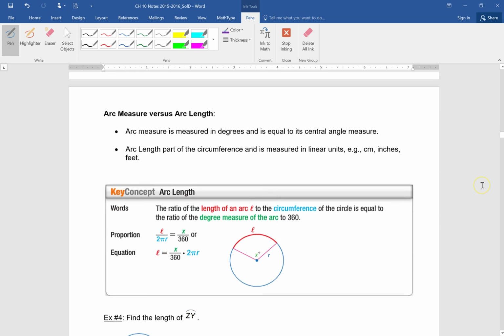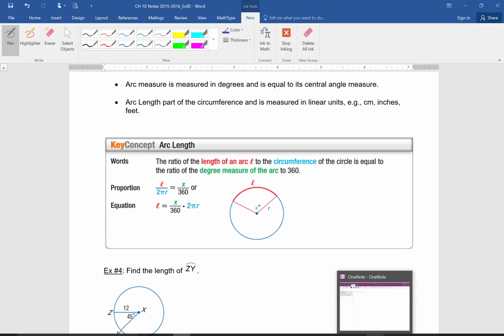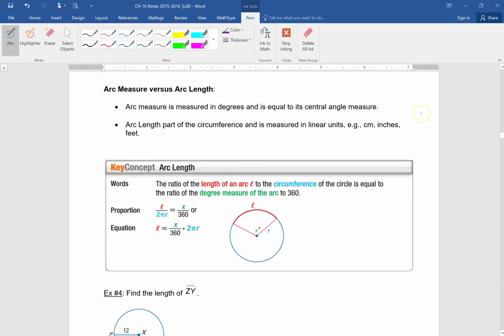All right. So let's move on to arc length. We just talked about arc measure. Arc measure is measured in degrees, and it's the same measure as the central angle that makes the arc. Now, what about arc length? So let's go back to that circular field example. If you have a circular field and you want to walk around it, you're not going to tell your coach, oh, I walked an angle of 37 degrees.